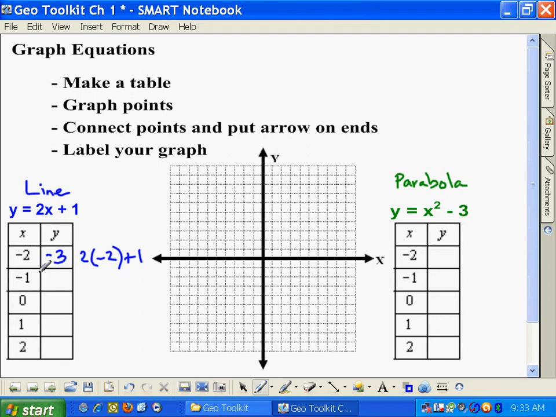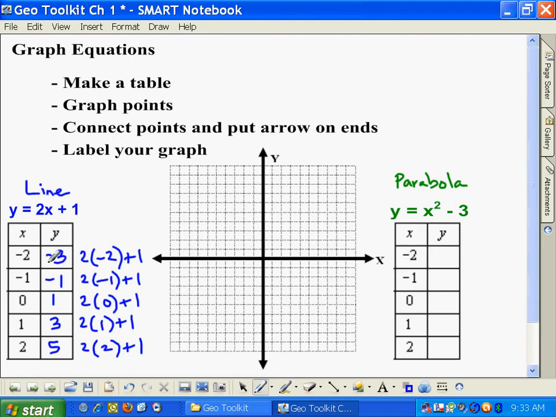Then we're going to plug in x equals -1. So it'll be 2 times -1 plus 1. 2 times -1 is -2, and -2 plus 1 is -1. Next one will be 2 times 0 plus 1, and that'll be 0 plus 1, which is 1. And then it'll be 2 times 1 plus 1, so that'll be 3. And then finally it'll be 2 times 2 plus 1, which is 5.